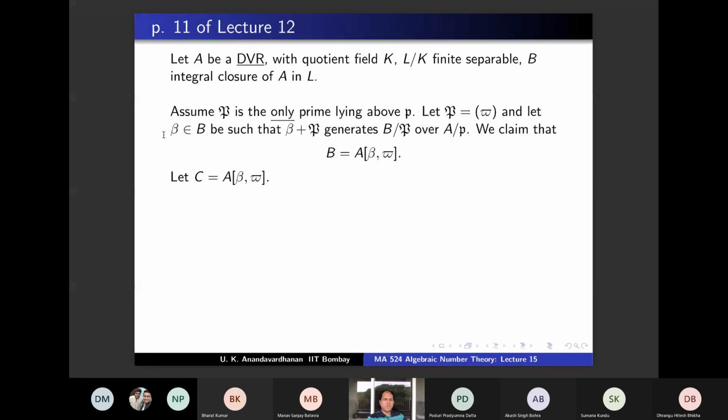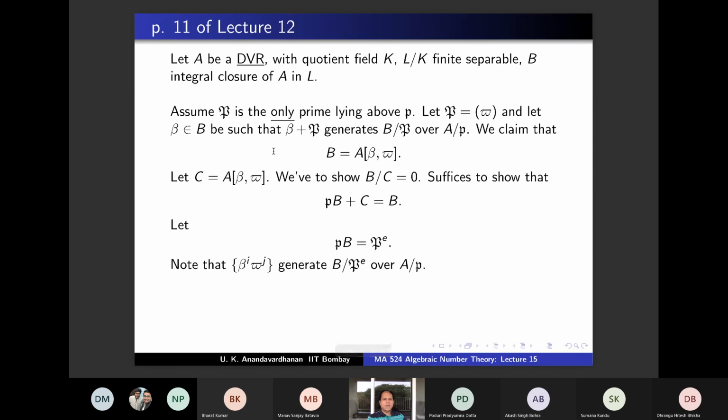So here is a full proof. I have put the full slide. We took C to be this right hand side ring, and we want to show that C is equal to B. In other words, B by C is 0, and B by C is 0 is the same as showing PB plus C is B. Then B by C will be 0, and for PB, there's only one prime lying above, so it is of this form. And from our earlier computation, we know that these things will generate B by P power E over A by P.